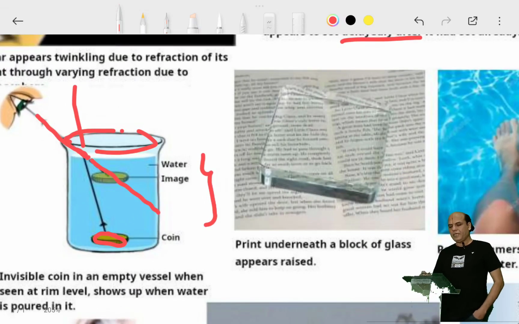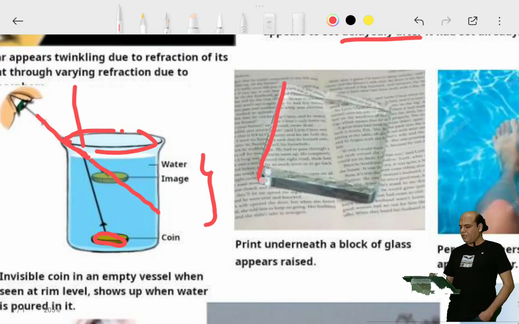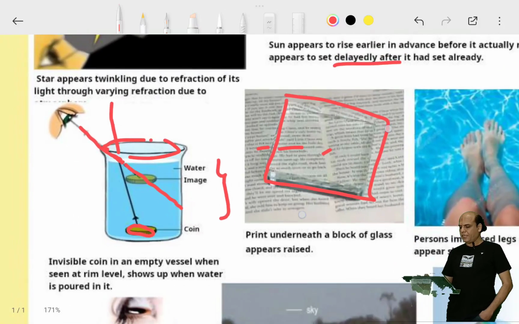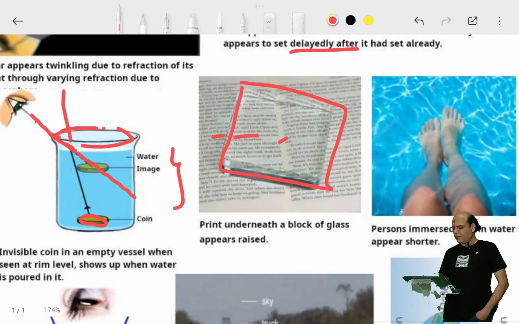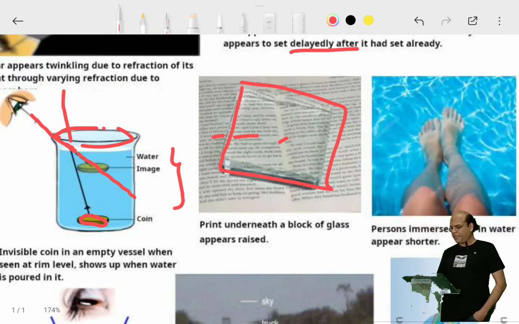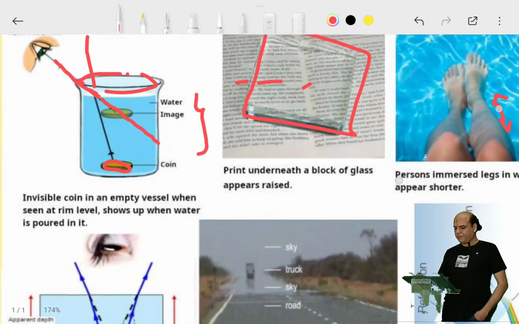Then the printed material: if you place any glass block on a printed material, the print appears to be raised. If you watch carefully, this print appears to be raised from the surface of the paper. So this is again due to refraction. Then if somebody is sitting near the pool and immersing their leg until the knee inside water, and they look at their own legs, this length appears to be shorter. This is again due to refraction.